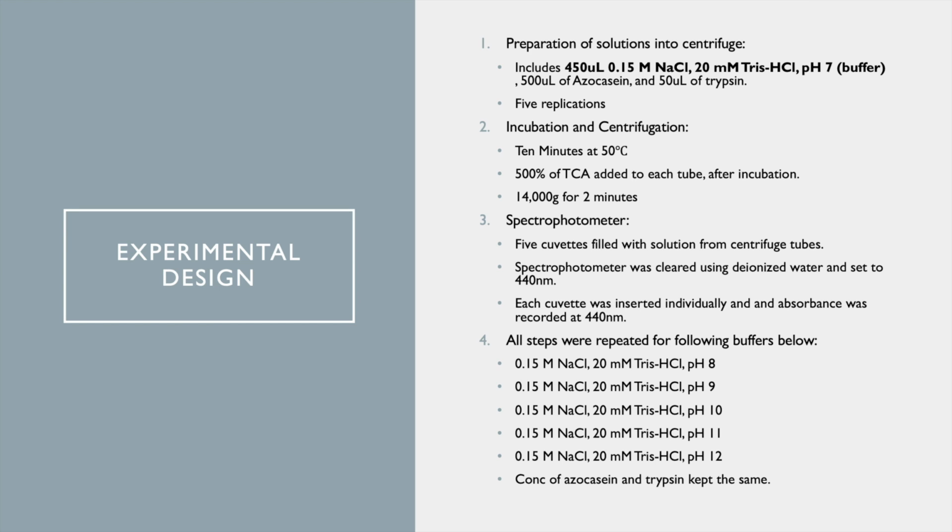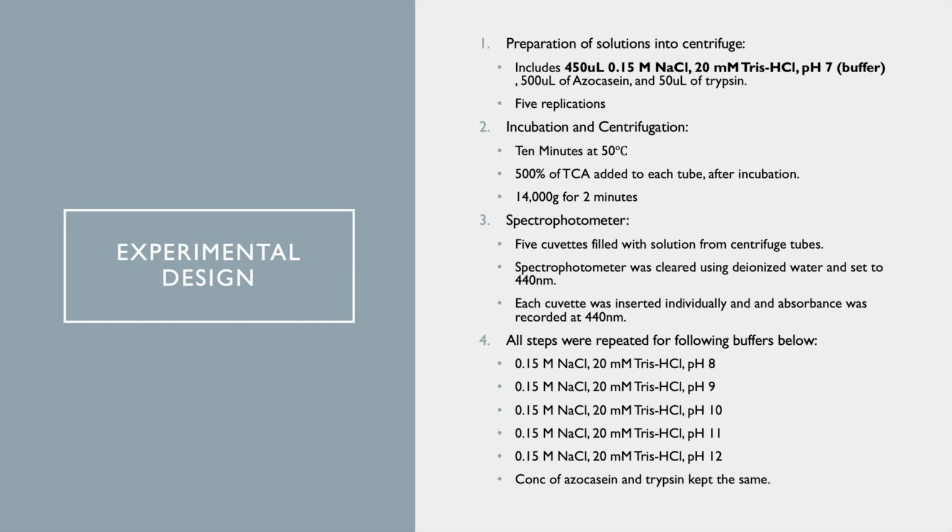I then added 500 microliters of azocasein and 50 microliters of the enzyme trypsin into each of the 5 centrifuge tubes. I then incubated the 5 tubes for 10 minutes at 50 degrees Celsius. After incubation, I inserted 500 microliters of 10% TCA into each of the tubes and mixed the solution. I then centrifuged the tubes at 14,000 g for 2 minutes.